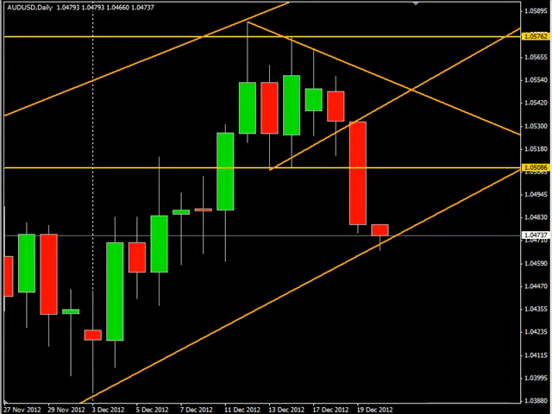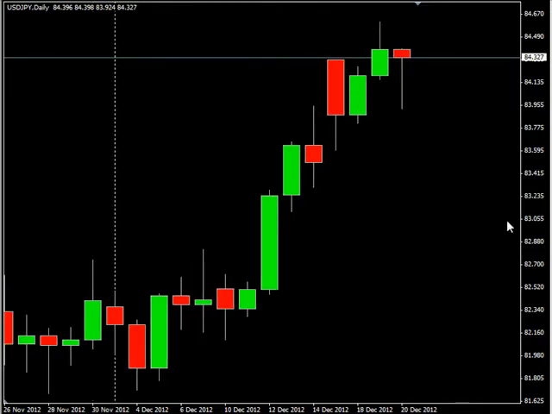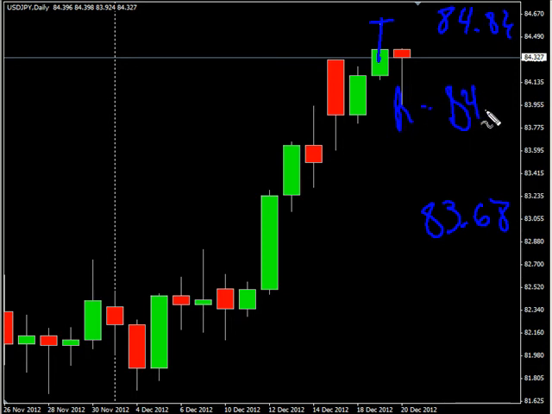Now let's take a look at our 4 majors and see what's going on there. The US Japanese yen pair pushed higher today, but did pull back before closing. Look for it to potentially go as high as 84.86, possibly as low as 83.68. Look for some resistance around the 84.75 mark, and look for some support around 83.75.